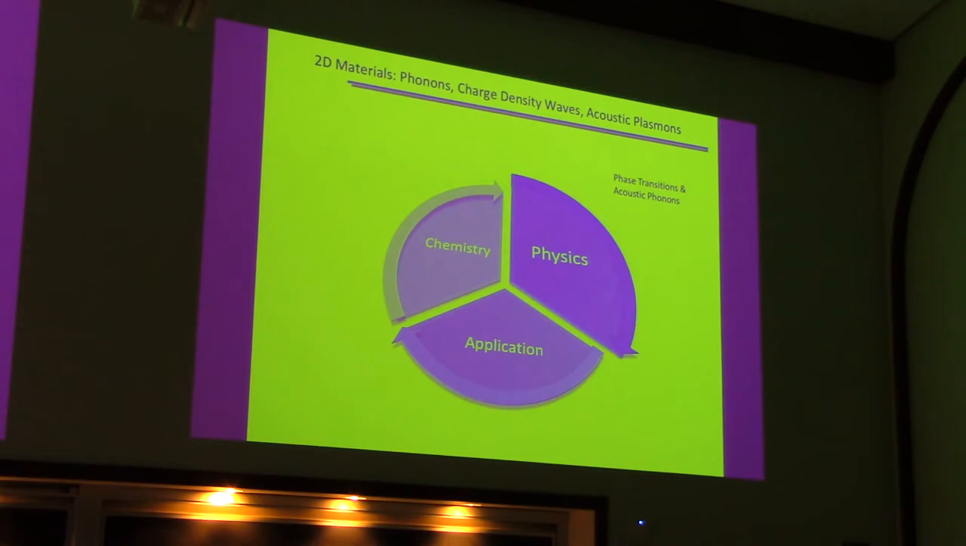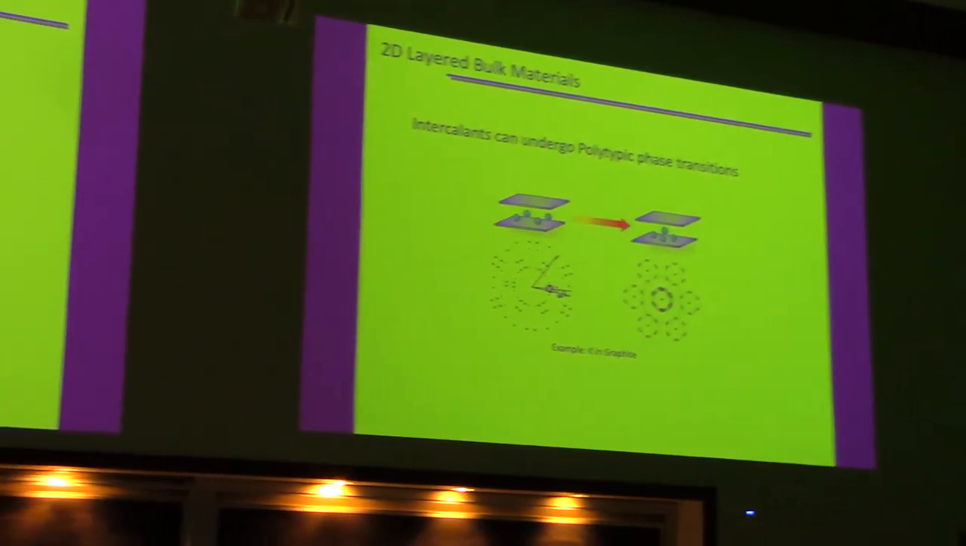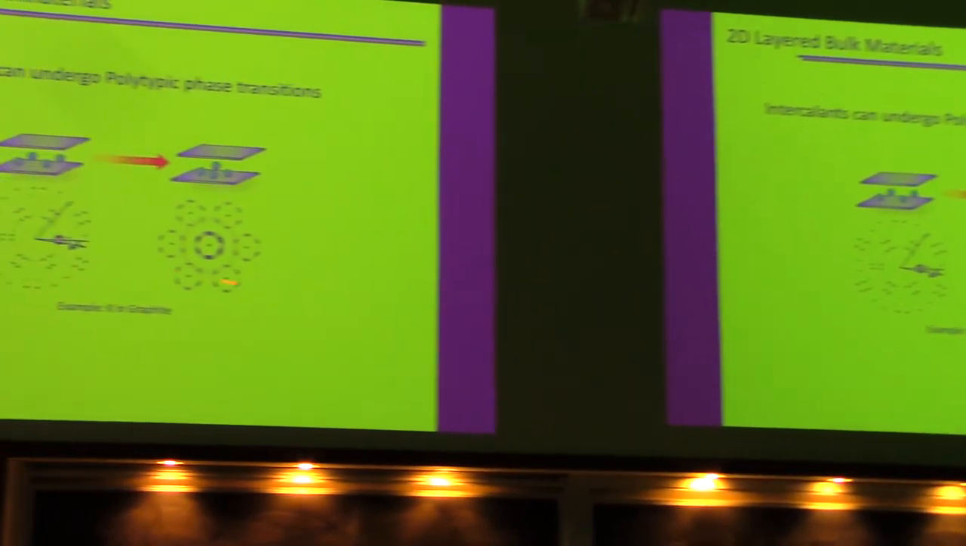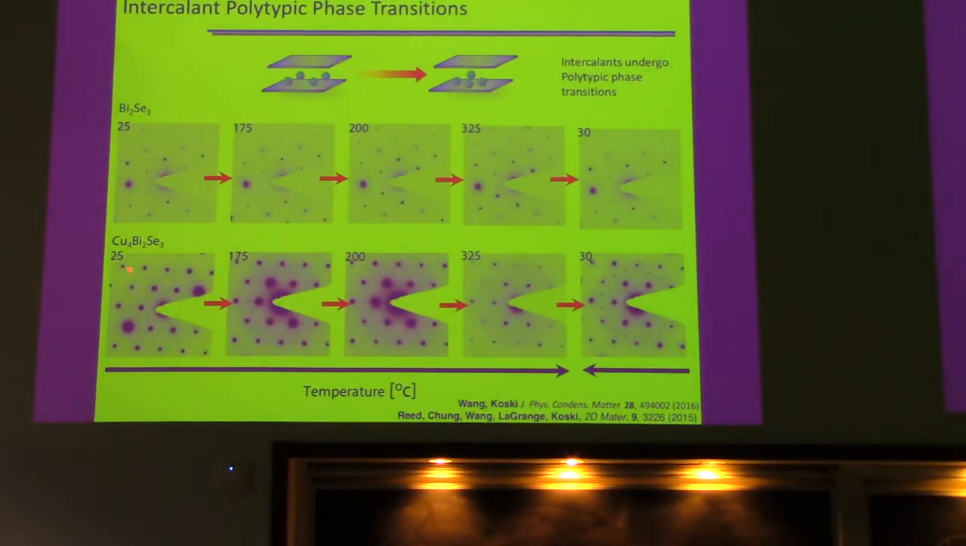But now let me show you some of the hardcore physics, the more interesting physics that arises from some of these. And let me start with talking about phase transitions. So these intercalants themselves can undergo a phase transition. If they order with the host, they should be able to change ordering. And in fact, they do. This is an example of potassium inside of graphite. So you can see it has two different phases. So this is an example heating up copper intercalated bismuth selenide.